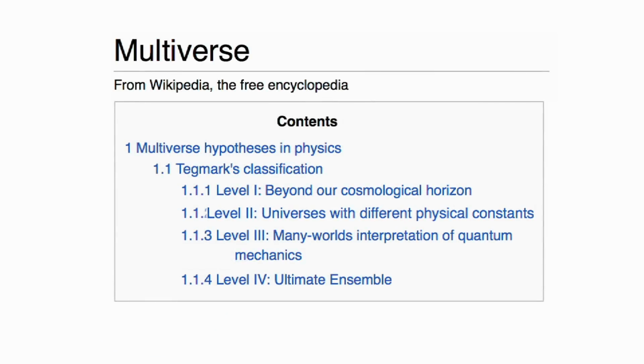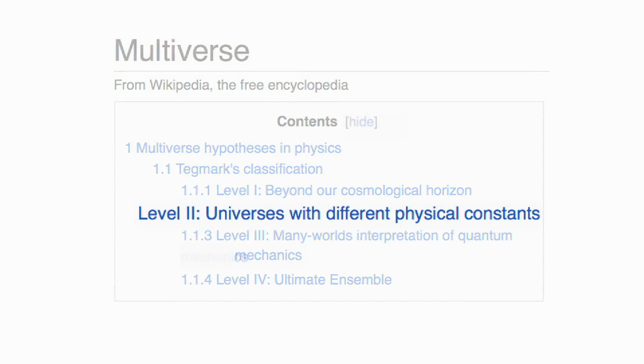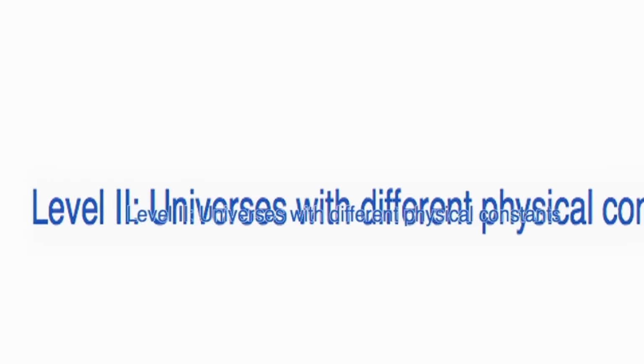Let's look at level 2. This is universes with different physical constants. In this version, the multiverse as a whole is stretching and will continue doing so forever. But some regions of space stop stretching and form distinct bubbles, like gas pockets in a loaf of rising bread. Such bubbles are embryonic level 1 multiverses.